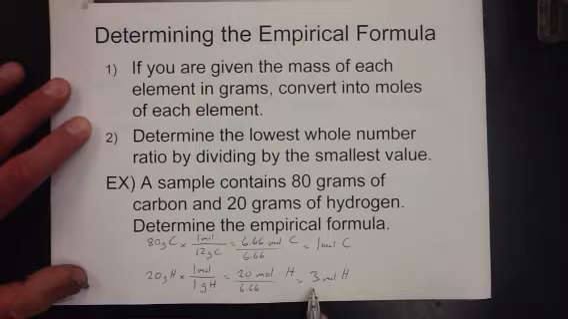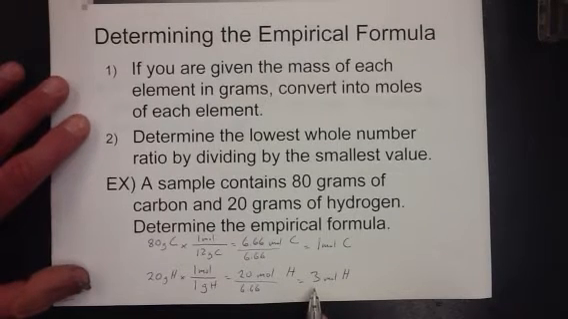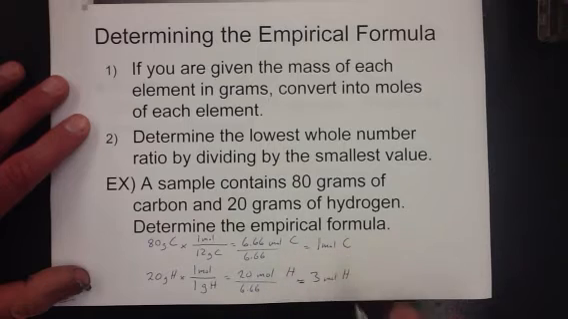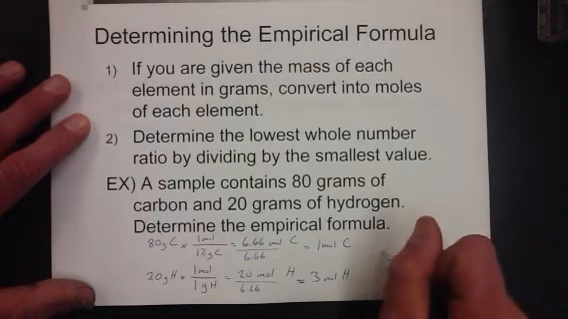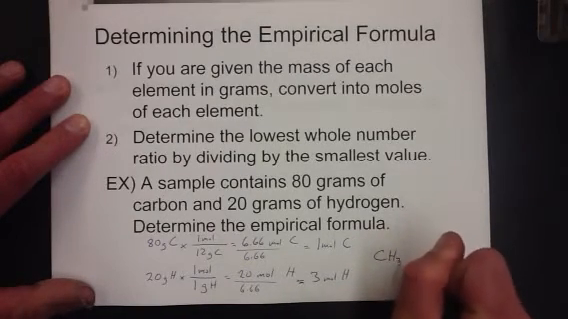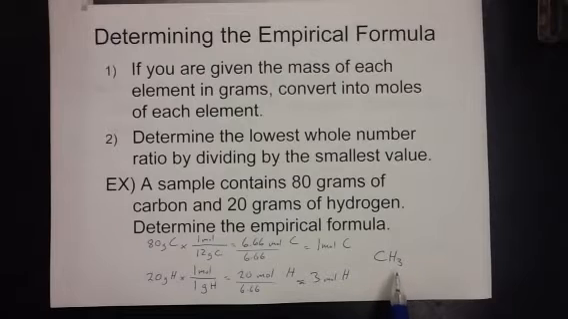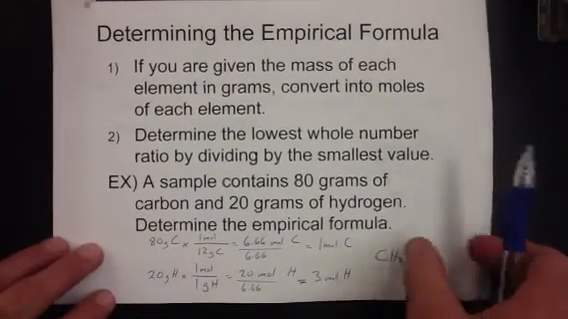If this doesn't come out to be exactly 3, if it comes out to be 2.99 or 3.01, you can usually round it off to the nearest whole number. So our ratio is 1 mole of carbon to 3 moles of hydrogen. So when we write out our formula, it would be CH3. And so that's the empirical formula for this compound. We'll do one more example.